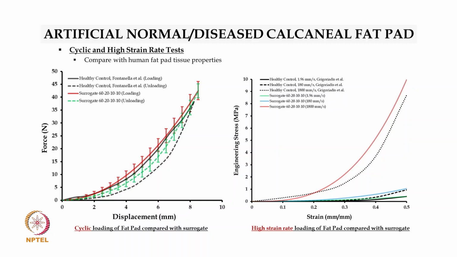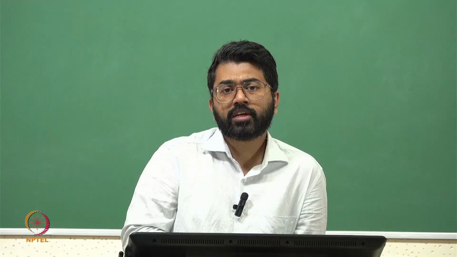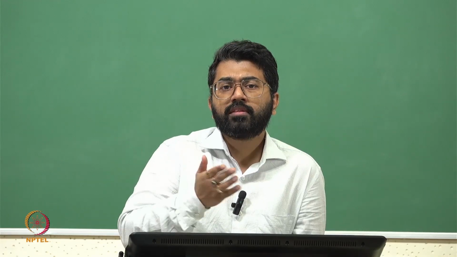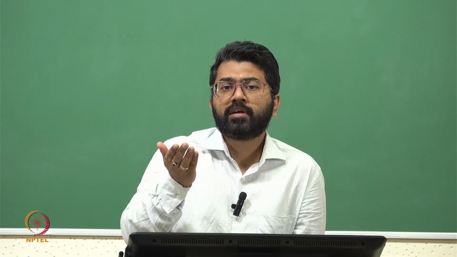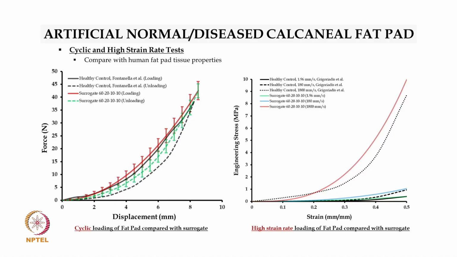So two things to note here. First, as I had explained quite a bit in the previous classes, whenever you increase the strain rate, the rate at which you are applying the loading, the rate at which you are applying the displacements, the response of the material, be it a soft material or a tissue, completely changes. It becomes much more stiff. So that is exactly what we're seeing here. When we increase the strain rate from 1.96 to 1800, it has drastically increased, right?